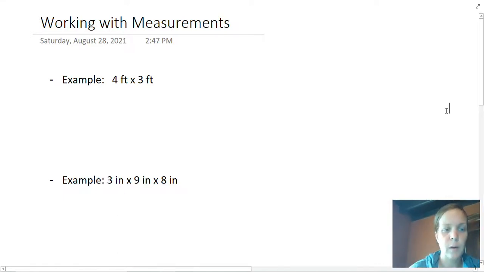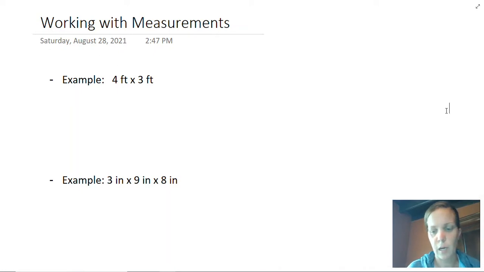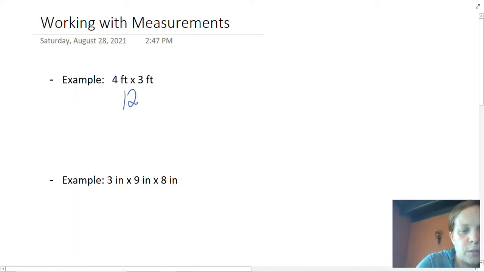So we are going to start off looking at measurements and what happens with units, and a little bit of working with especially feet and inches and pounds and ounces to start us off on our measurement unit. So first of all, first problem we have is 4 feet times 3 feet. Okay, so 4 times 3 is 12. It's more the unit I want to look at here.